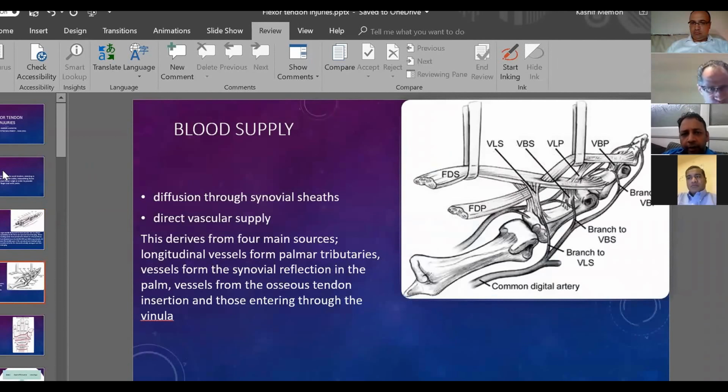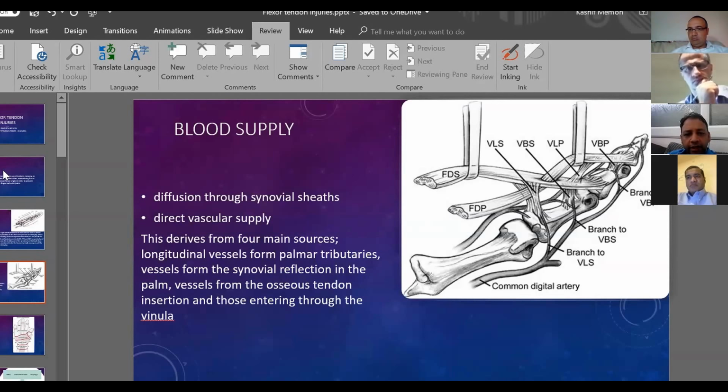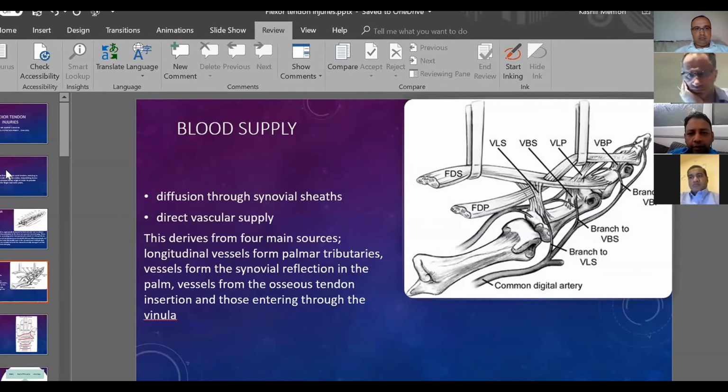A little bit about the blood supply of the tendon. So tendon has got direct and indirect nutrition. So indirect is through the diffusion from the synovial sheath, and direct through the vascular supply, which derives from four main sources. So longitudinal vessels from the palmar tributaries, vessels from the synovial reflection in the palm, vessels from the osseous tendon insertion, and those entering through the vinculi.